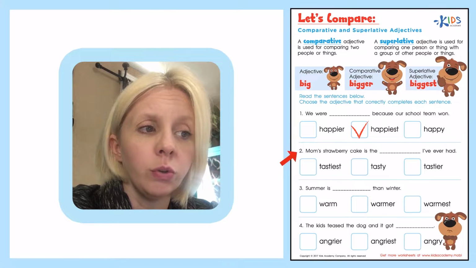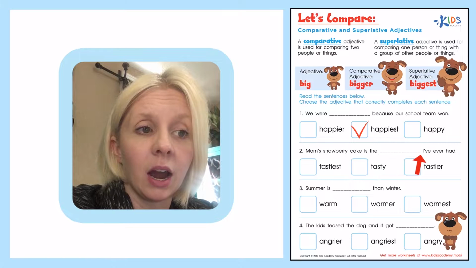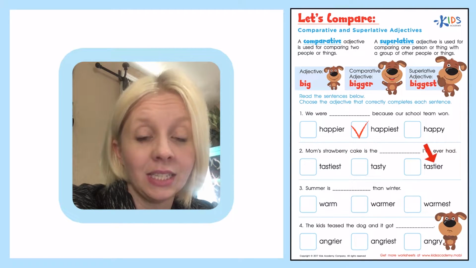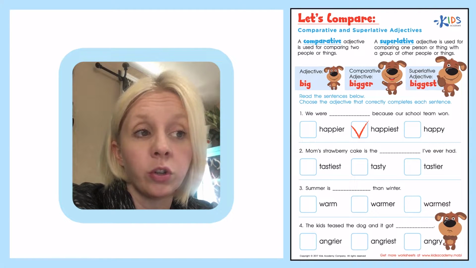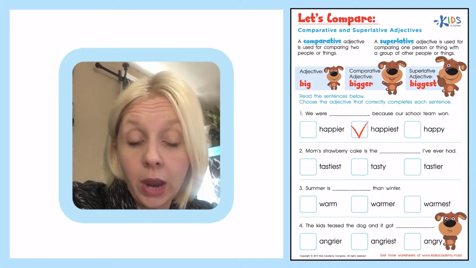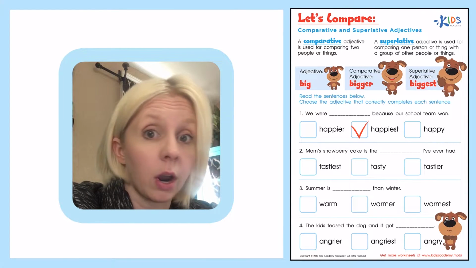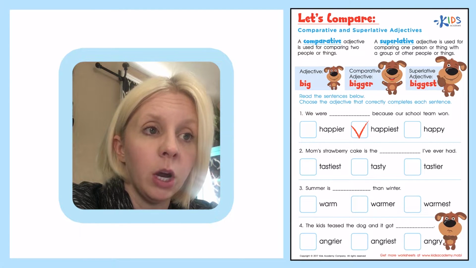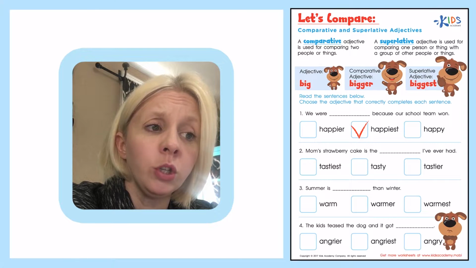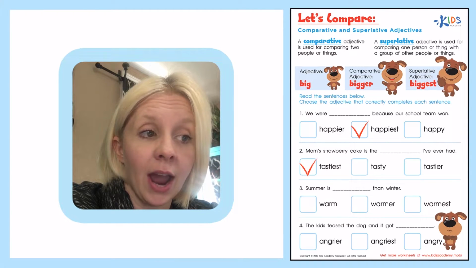Okay. Number 2 says, Mom's strawberry cake is the blank I've ever tasted. Tastiest, tasty, or tastier. So are we just talking about one cake? Are we talking about 2 cakes, or are we talking about many cakes? Most likely you've tried many cakes in your lifetime. So we're going to use the EST ending. So Mom's strawberry cake is the tastiest I've ever had.